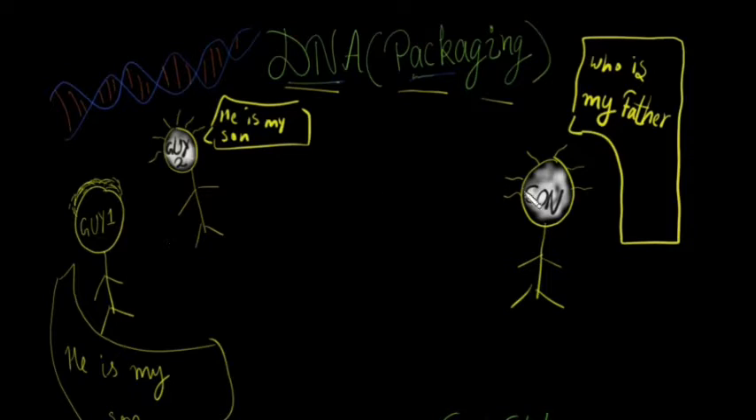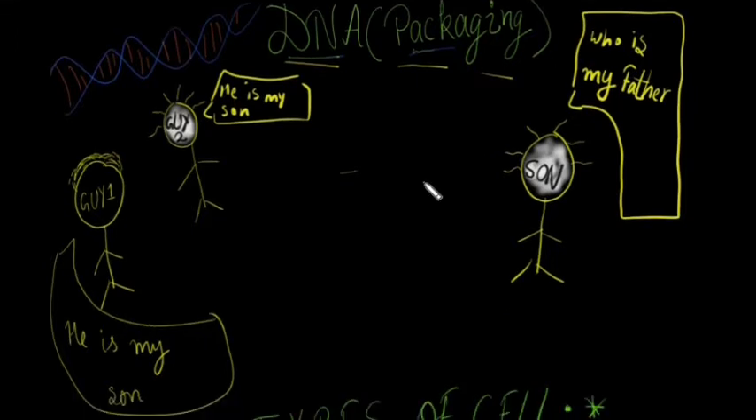Suppose there are two guys fighting that this is their son. He says, he is my son. He says, no, he is my son. Now to test, we can do something called DNA testing. And on testing, if I find that this guy's DNA matches with this one, so we say he is the real father of him. Because we believe that during these sexual cycles, we give our DNA or the genetic material to our offsprings. So that means this guy must have given its DNA to his son.